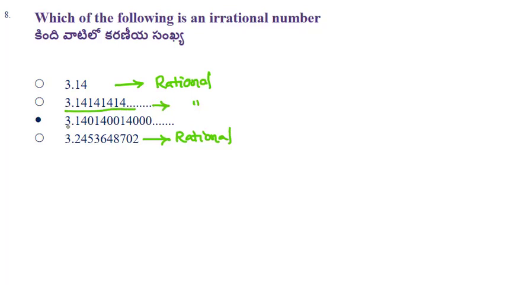Observe the third option, 3.140, 1400, 14000. So these are non-terminating and non-repeating. We know that non-terminating and non-repeating decimals are irrational numbers. So this is the final answer.